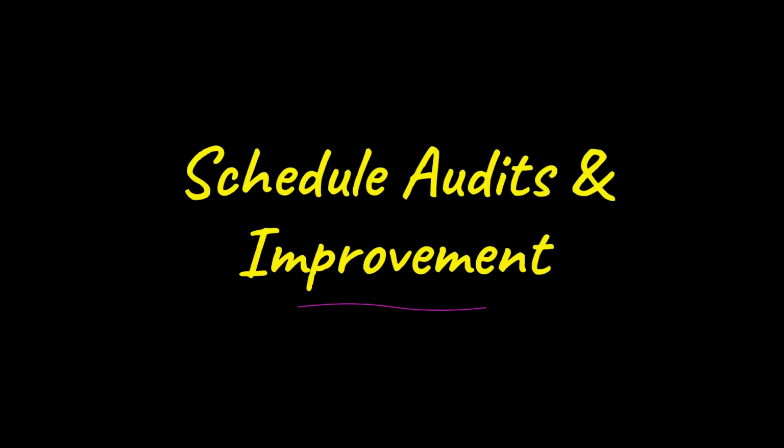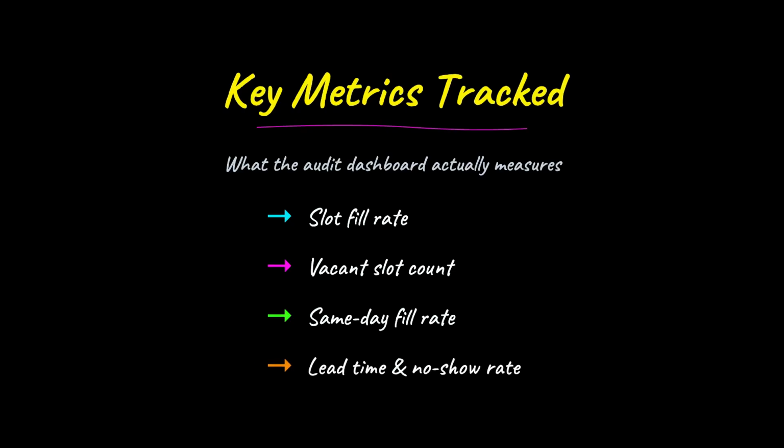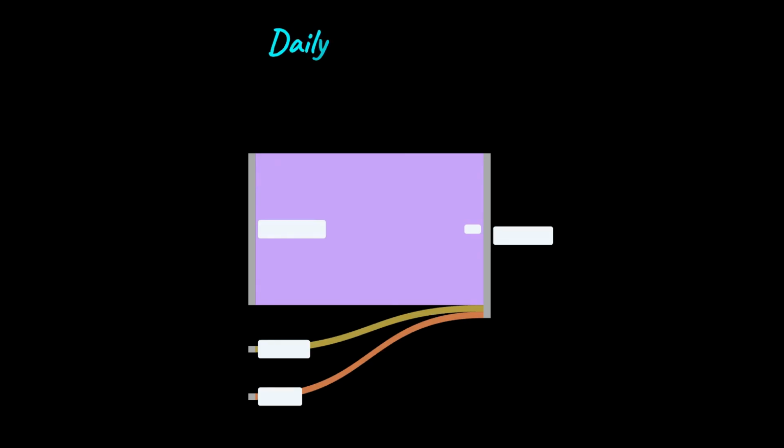Schedule audits review aggregated calendar performance data, not individual patients or provider pay. Their purpose is to spot gaps and improvement opportunities in capacity, demand, and template design. Mechanically, audits pull metrics like slot fill rate, vacant slot counts, same-day fill rate, lead time, and no-show rate from the scheduling system into a dashboard or report. Rising lead times signal a capacity shortfall, while no-show patterns flag unreliable time slots or patient subgroups.